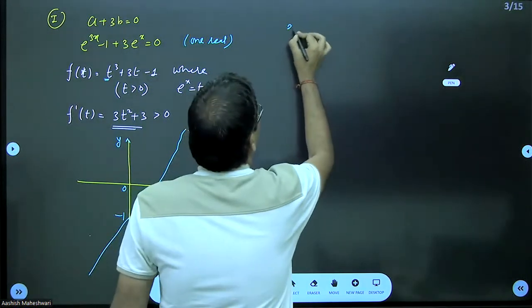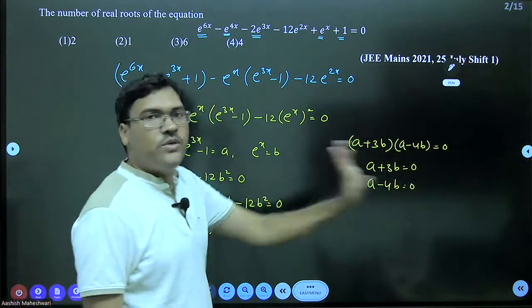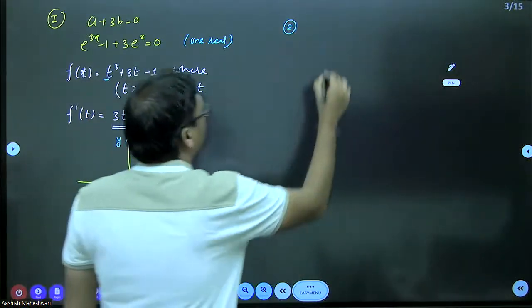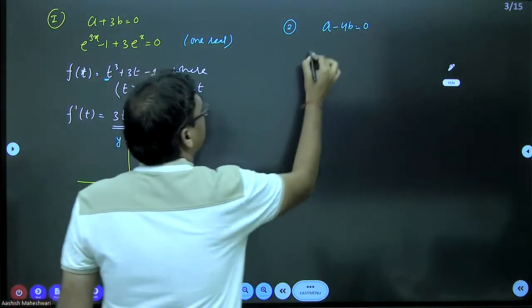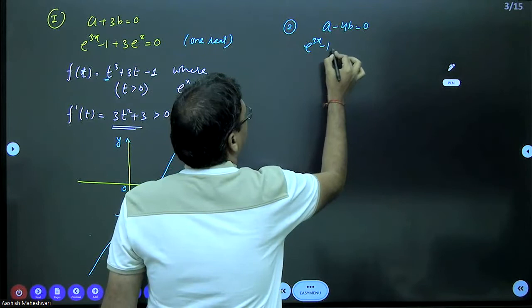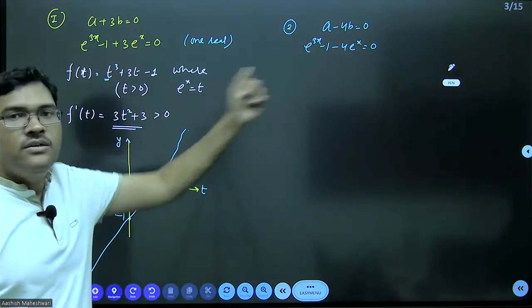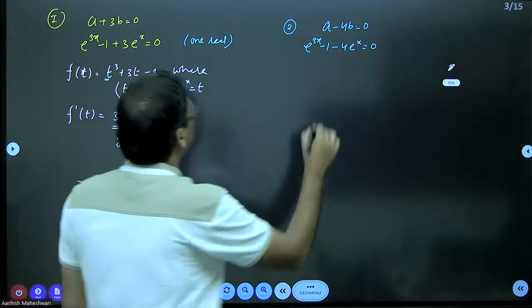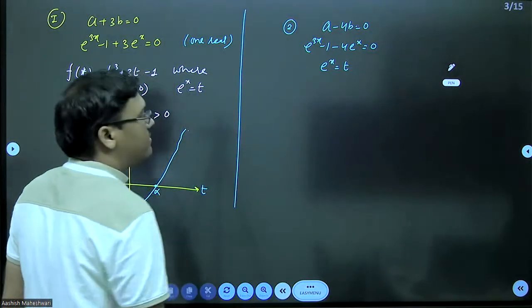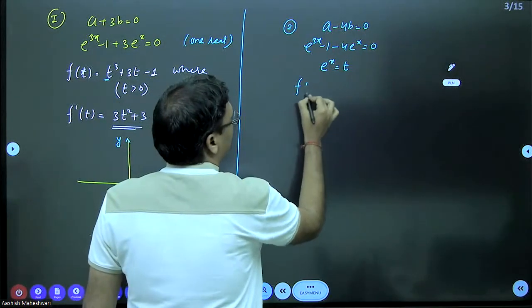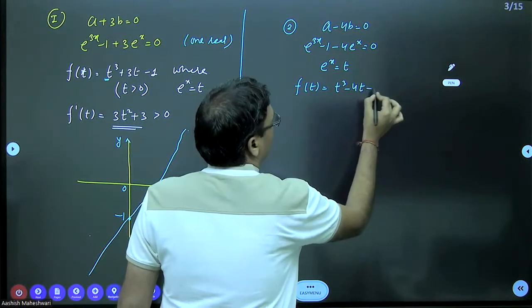Now second case, you can see what the second case is here. We have a minus 4b equal to 0. Now this is e raised to 3x minus 1 minus 4 e raised to x equal to 0. Now I want to analyze the roots of this equation. So same logic. Let's say I take e raised to x is equal to t. This is the second case, right? So what is f of t? f of t is equal to t cube minus 4t minus 1.